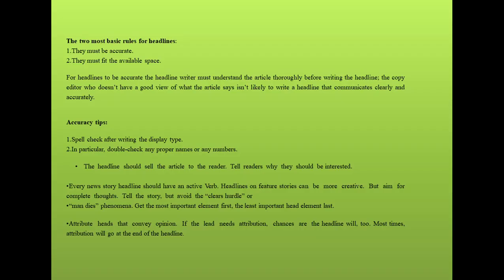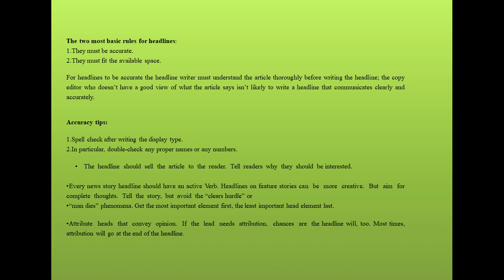The two basic rules of headlines. First of all, a headline must be accurate. Second, they must fit the available space. For headlines to be accurate, the headline writer must understand the article thoroughly before writing the headline. The copy editor who doesn't have a good view of what the article says is not likely to write a headline that communicates clearly and accurately.